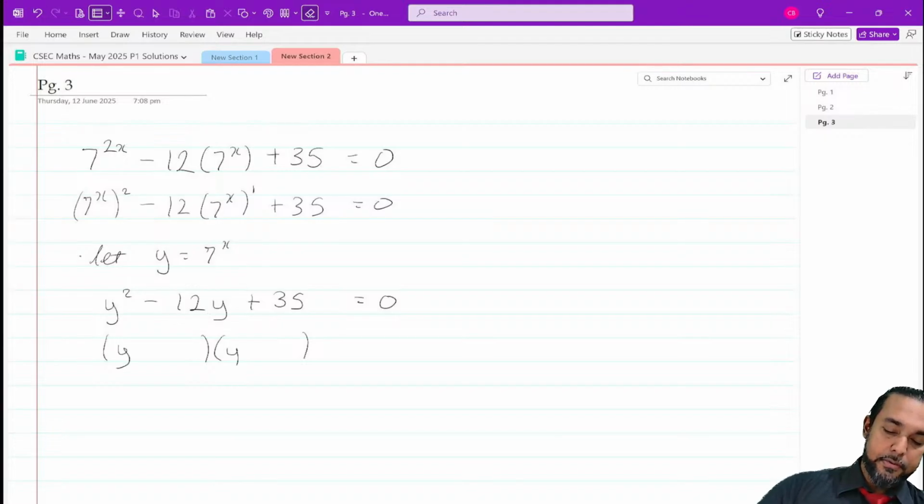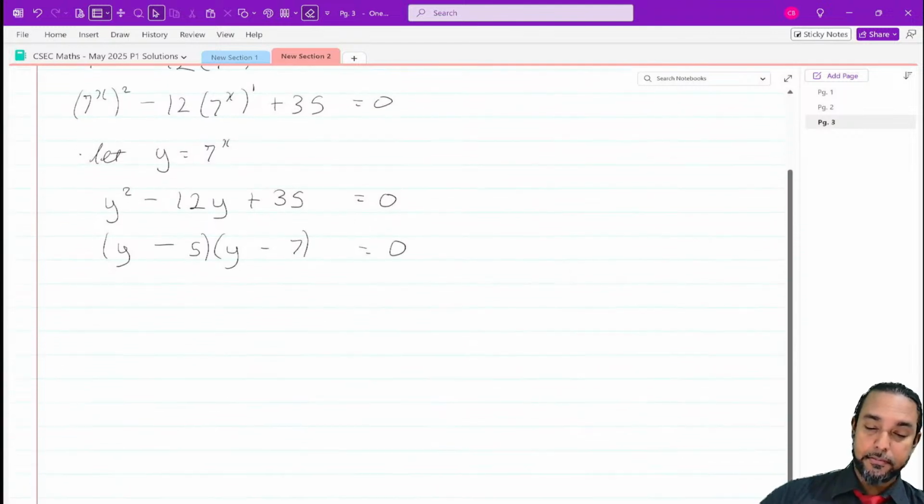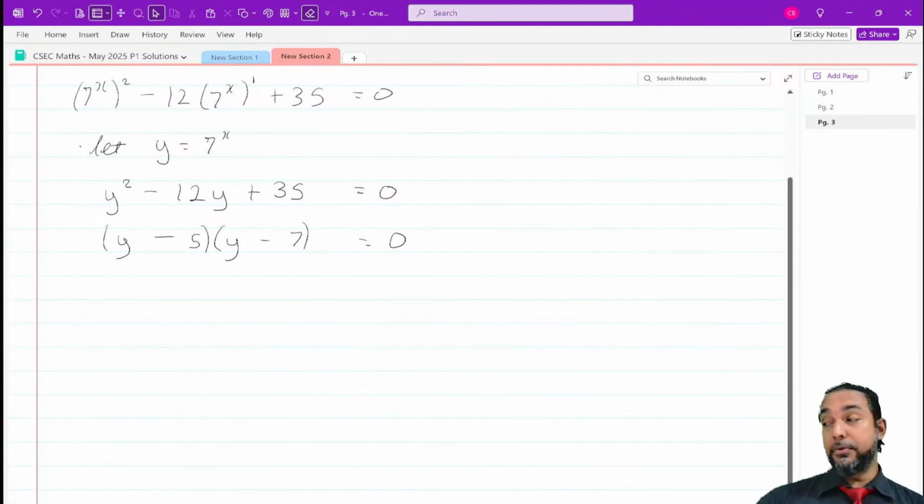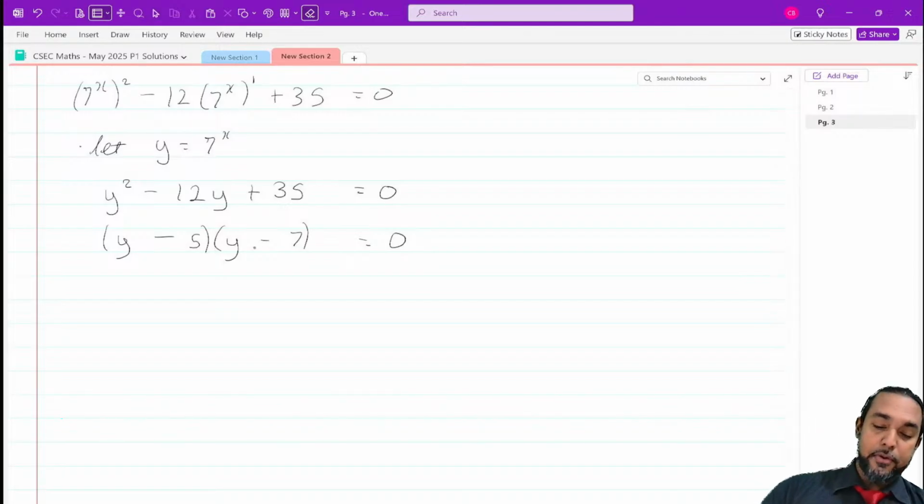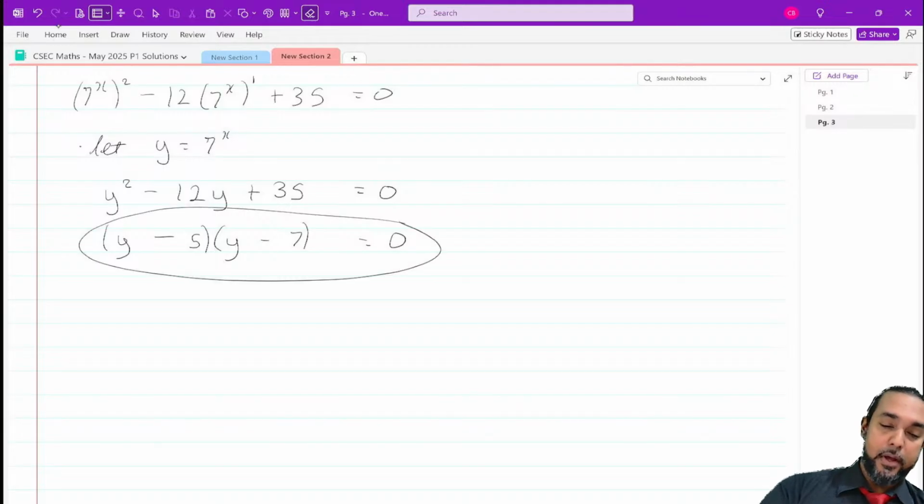But of course, it's a positive product but a negative sum, which means that they both have to be negative, as in y minus 5 and y minus 7. Again, feel free to do the longer version of the factorization. You might probably get more marks.